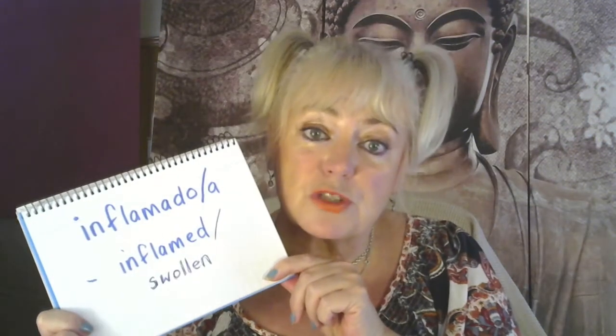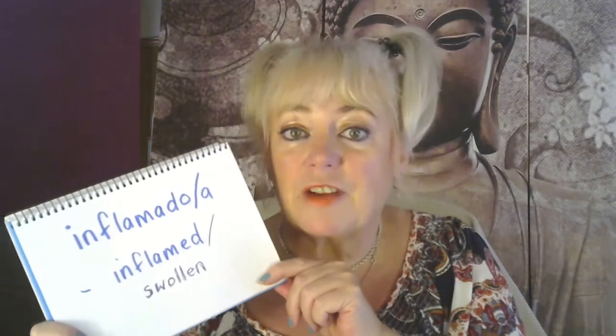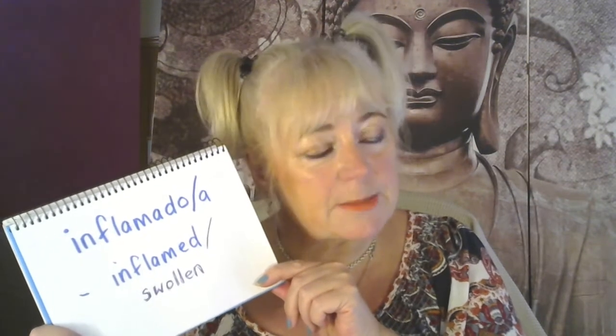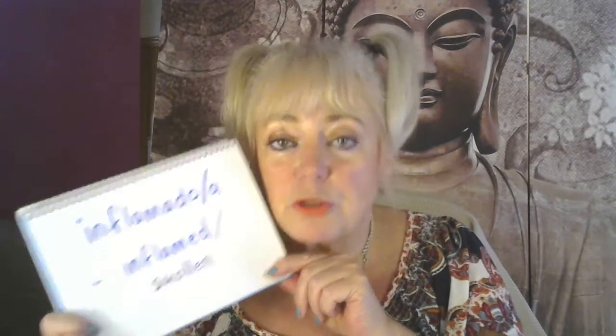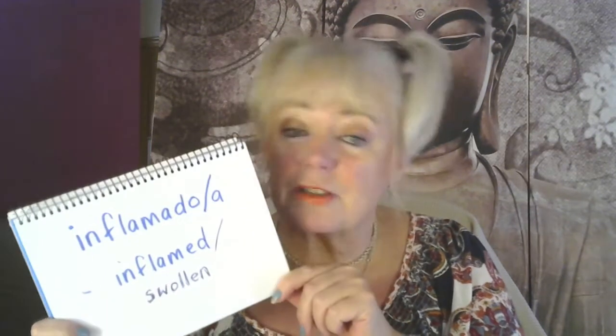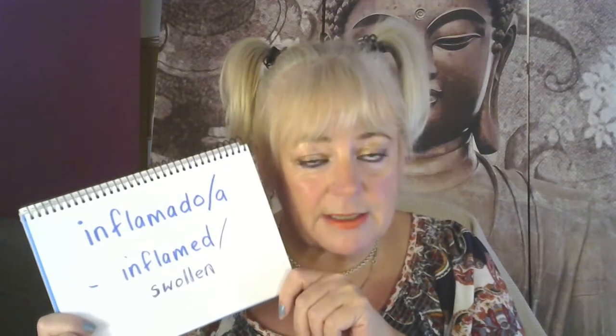Right, okay, so vamos a ver. ¿Qué palabras tenemos para mirar? So the first one, quite easy. If you want to say that something's inflamed or swollen, you would use inflamado or inflamada, depending if it's masculine or feminine. Now, the verb you would use with this, of course, is the verb estar, because hopefully it won't always be like that. It's a temporary state. So if you were saying, oh, my face is swollen, mi cara está inflamada, or my wrist is swollen or my hand is swollen.